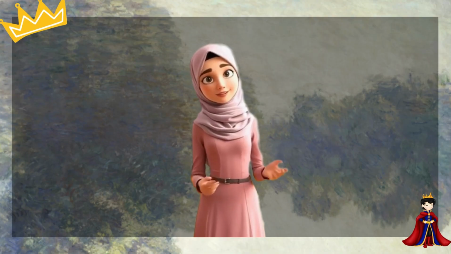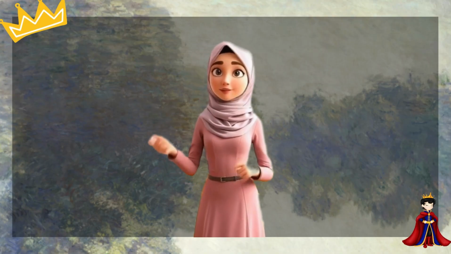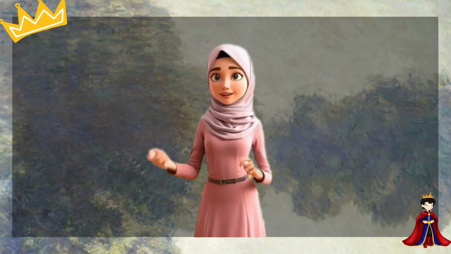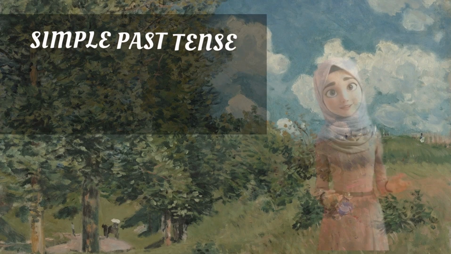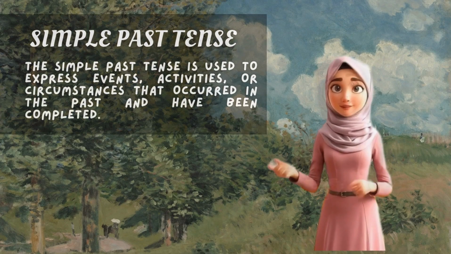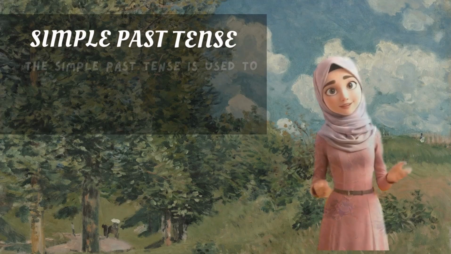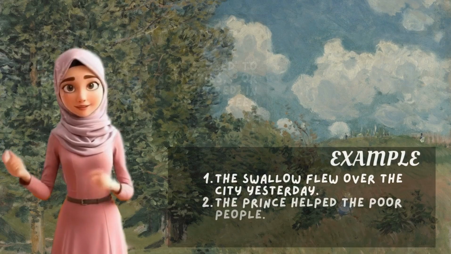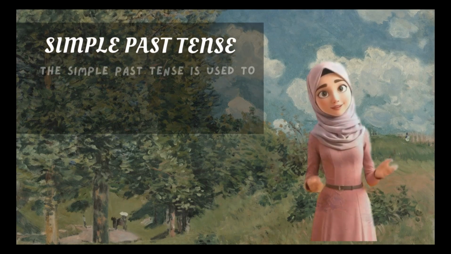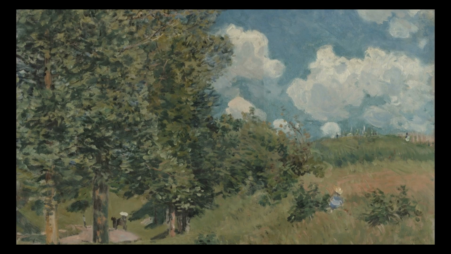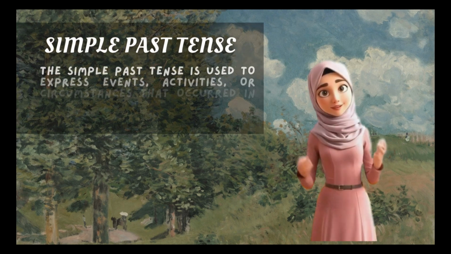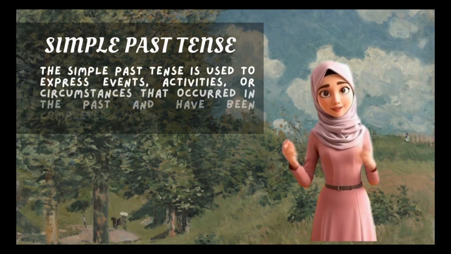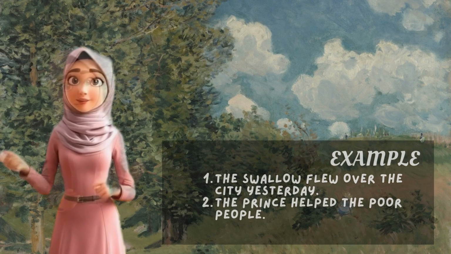We explore the examples in the story. Let's quickly review the grammar point we are focusing on today: the simple past tense. The simple past tense is used when we talk about something that happened in the past, something that already finished or ended. The simple past tense is used to express events, activities, or circumstances that occurred in the past and have been completed. Example: The swallow flew over the city yesterday. The prince helped the poor people.